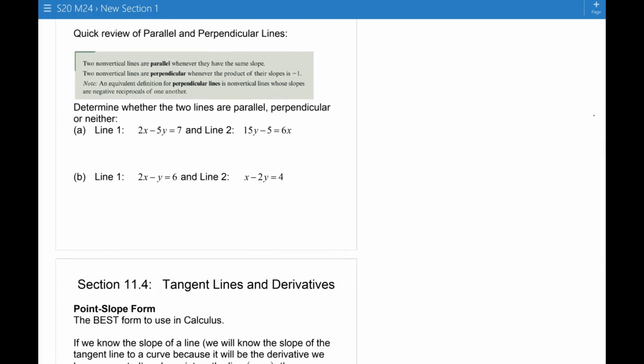Quick review of parallel and perpendicular lines. Lines with the same slope are parallel. Lines with slopes that are the negative reciprocal of each other are perpendicular lines. So here are two lines, and we're supposed to decide if they're parallel, perpendicular, or neither. So we're going to solve for y, because that's the easiest way to figure out what the slope is. So we're going to have -5y equals -2x plus 7, and divide both sides by -5. So line 1 can be written as y equals 2/5 x minus 7/5. So we have a slope of 2/5.